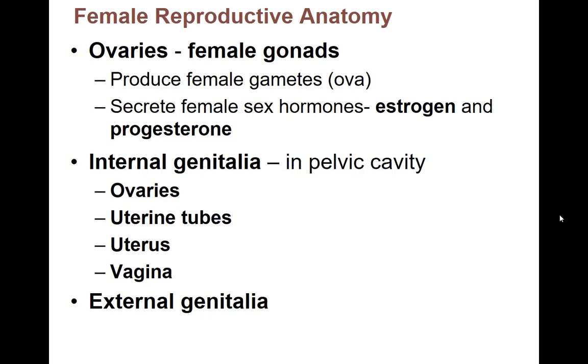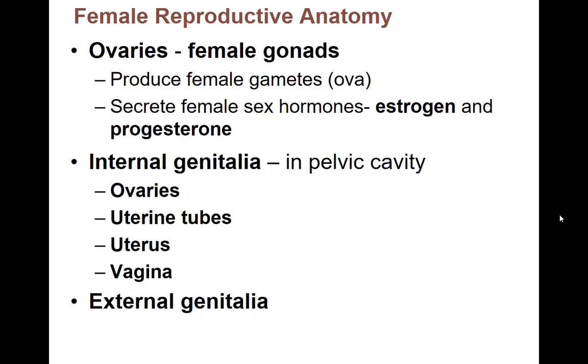What are the male gonads? The testes also make the gametes, sperm, and hormones, testosterone. So they do the general basic thing of making gametes and hormones, but yes, different gametes, egg versus sperm, and different hormones, estrogen and progesterone versus testosterone.